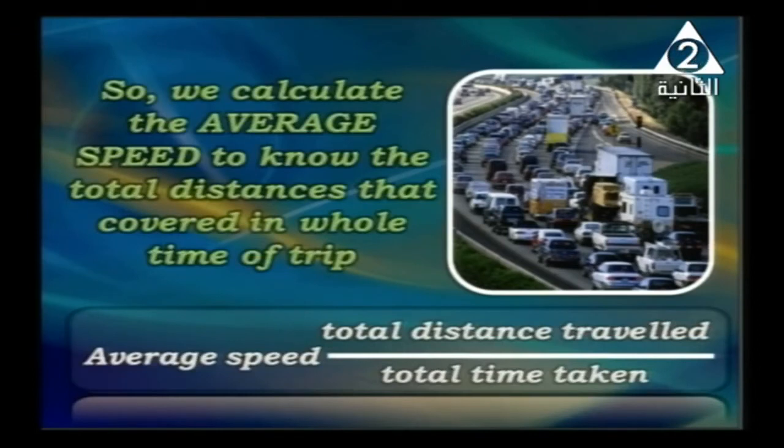So we calculate the average speed. Average, it means what? It means all distances that covered by the body, or by the car, in all time intervals. So here we calculate the average speed to know the total distances covered over the whole time or all the time intervals of the trip. So the average speed equals what? Equals total distance traveled divided by total time taken.